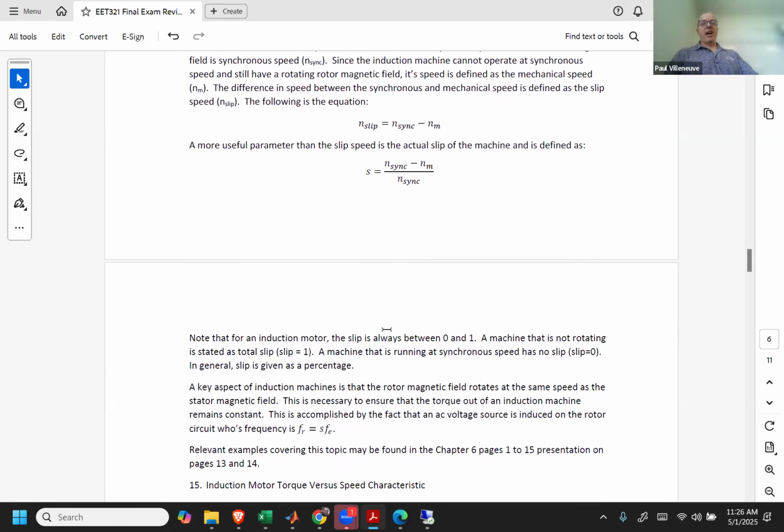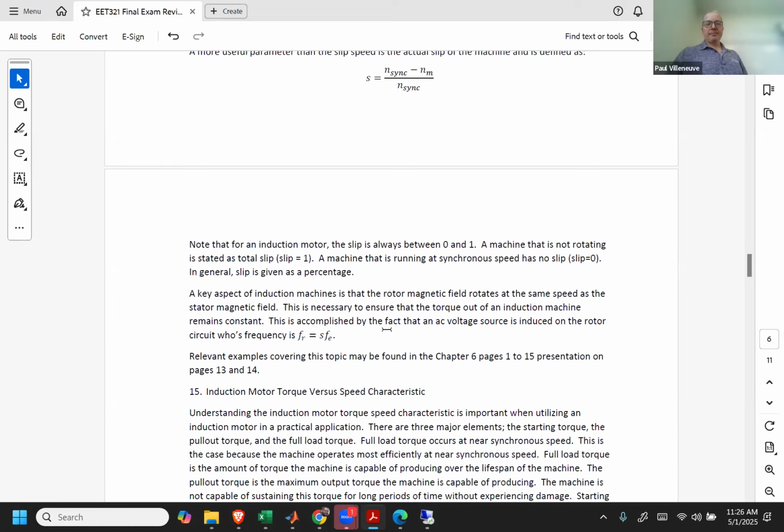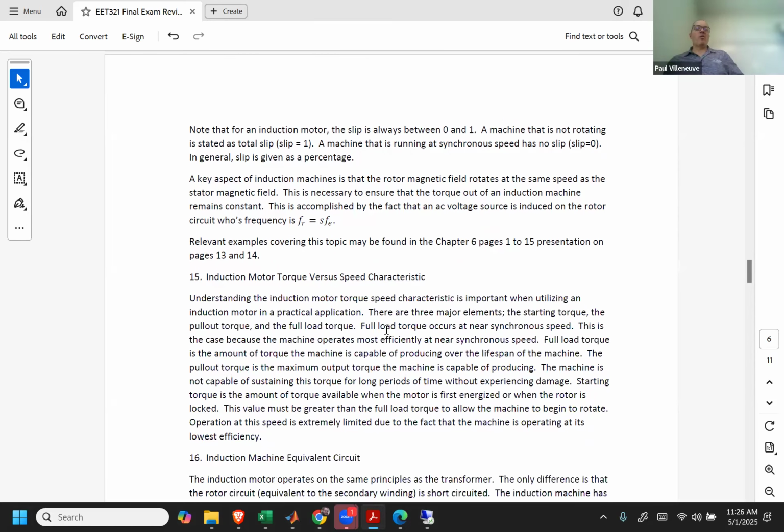And so we've defined those here as our slip is just the difference between the actual speed of operation and the synchronous speed, divided by the synchronous speed. So it's kind of a ratio, right? Slip for an induction motor is always going to be between 0 and 1. 1 means it's fully slipped, means it's not running at all. 0 means it's running at synchronous speed, okay?